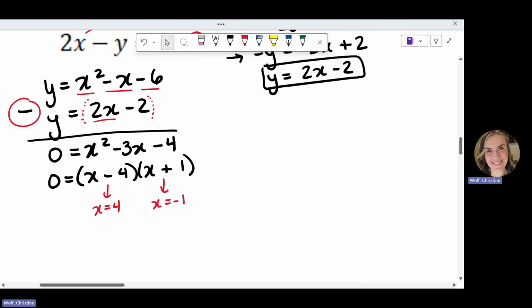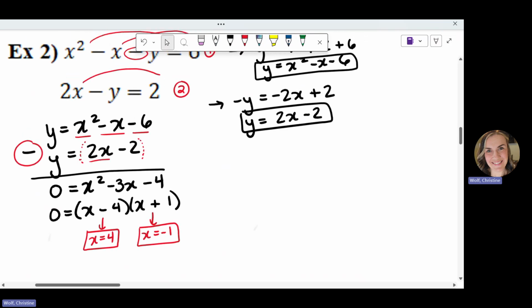Okay, so just like the previous question, once you have your two answers or one answer or however many answers, you sub those into one of the original equations to find the other half, right? You have to find your y value now.